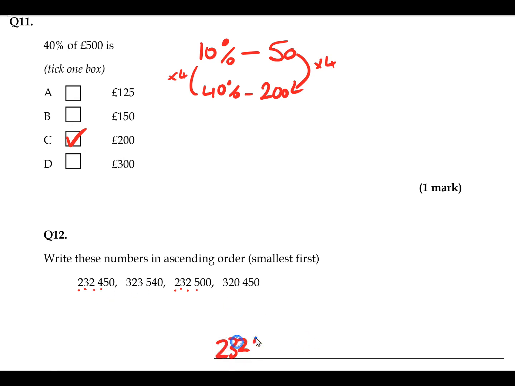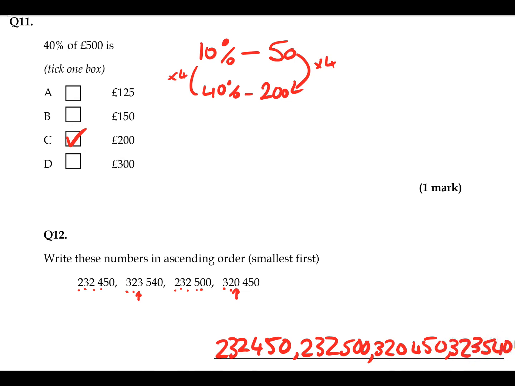And then the smallest one is 232,450. Then it's going to be 232,500. Then compare the bigger numbers, and the smaller number is this one. So we have 320,450, and the biggest number is 323,540, and that's for 1 mark.